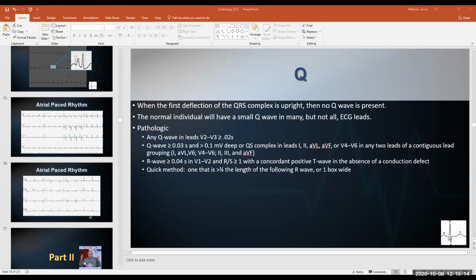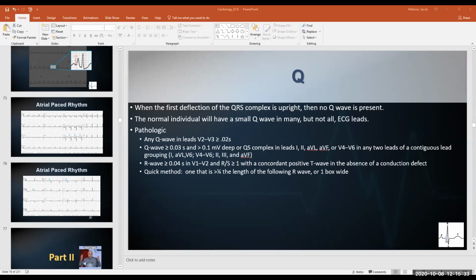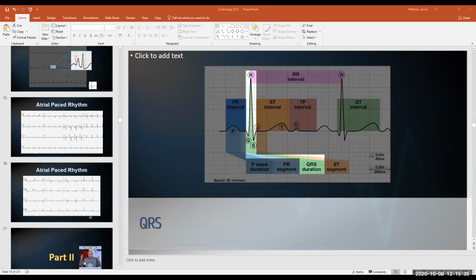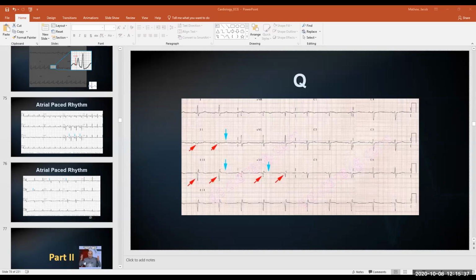But one quick method to remember is that a Q wave that is greater than 1/4 the length of the following R wave, or at least 1 box wide, is going to be pathologic. So again, I use a 1 box wide method, but you could use greater than 1/4 the width of the R wave, which would also be pathologic. So let's go into QRS. That's the most I put in there. There's really no need to go too much into Q waves.